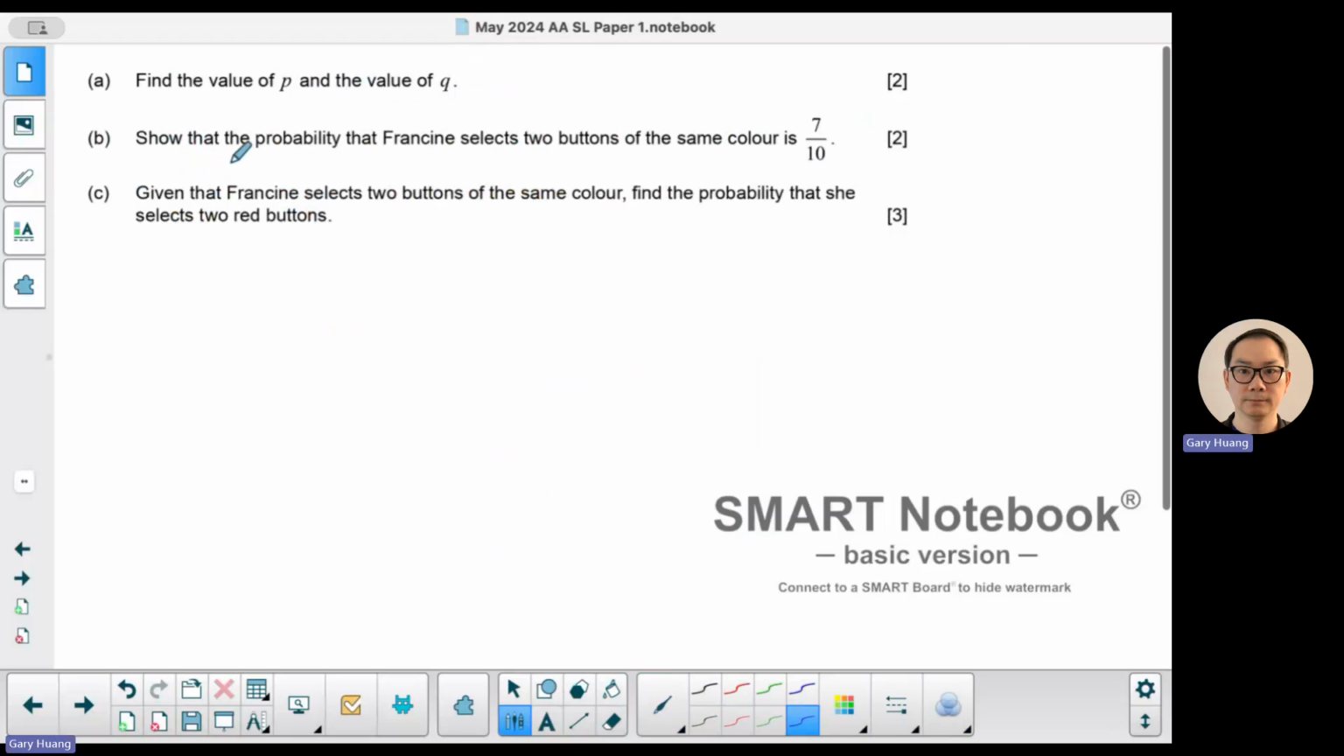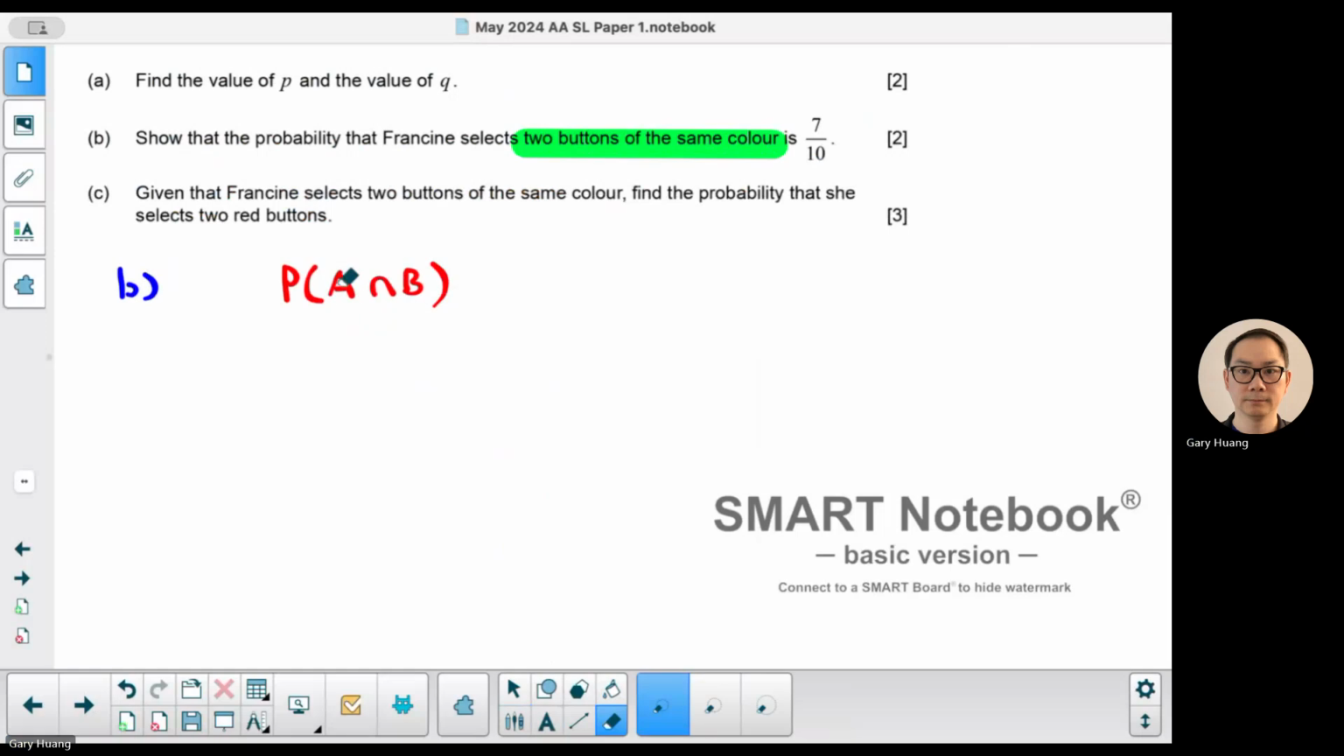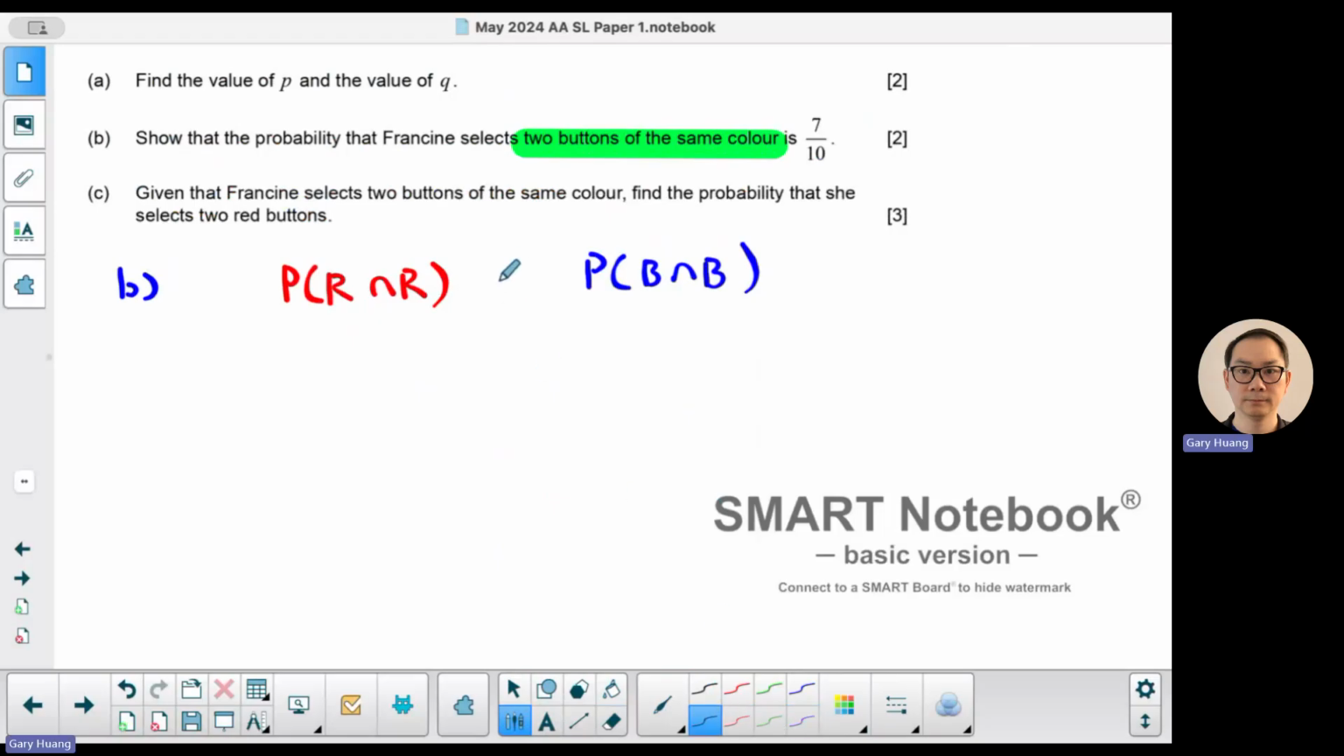Part B, find the probability that Francine selects 2 buttons of the same color. That's an IB favorite. Whenever they say same color, that means there are 2 possibilities. You can have a probability of a red and a red. I'm going to use R, not A and B. Probability of red and red, and you can have a probability of blue and blue. And you're going to add those 2 together.